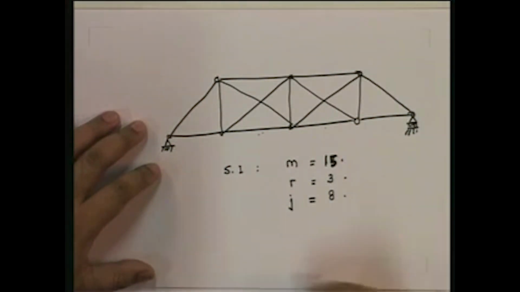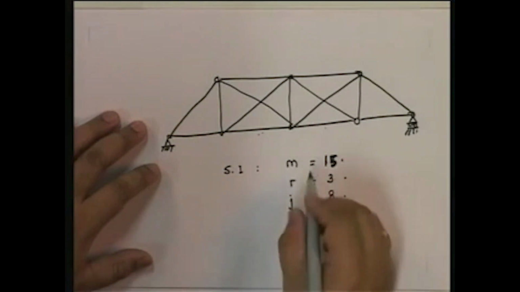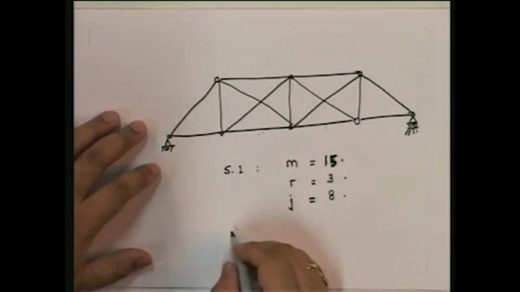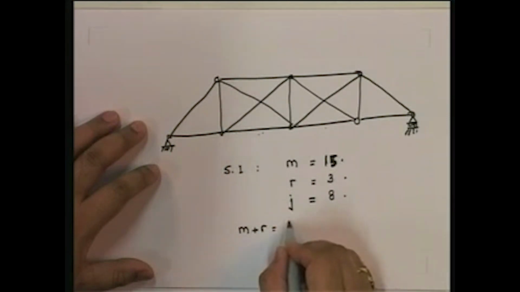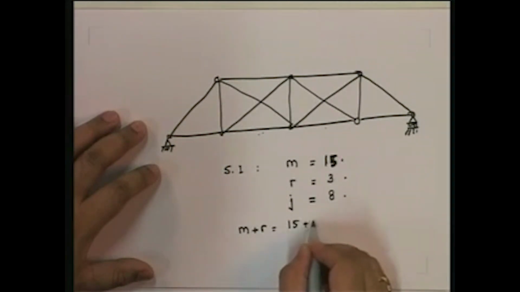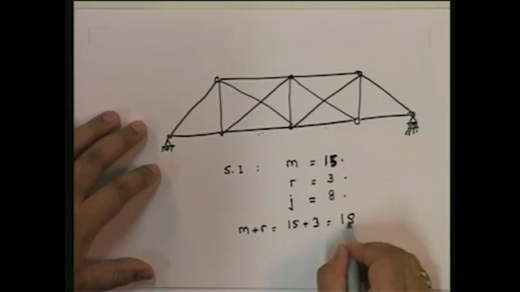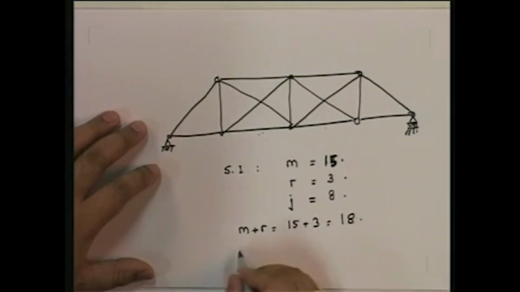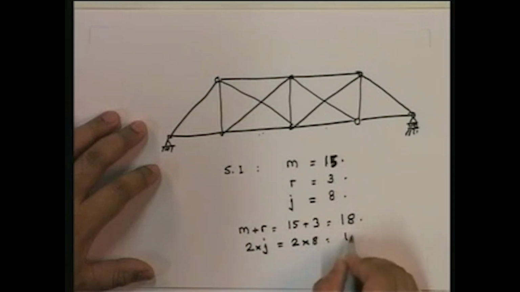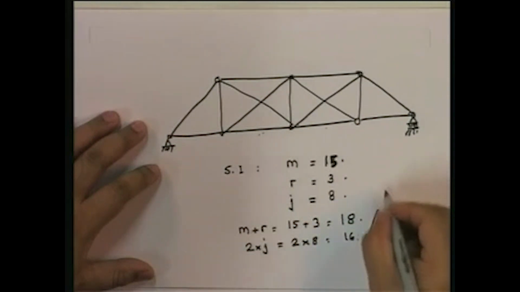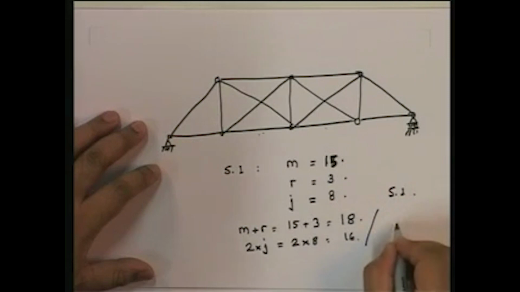Okay. So let us look at it. How many unknowns do we have? For each member, the actual force in the member is an unknown, and the reactions are unknown. So the total number of unknowns is m plus r, which is 15 plus 3, which is equal to 18. And the number of equations is 2 for each joint, so it's 2 into 8, 16. So static indeterminacy is 2.